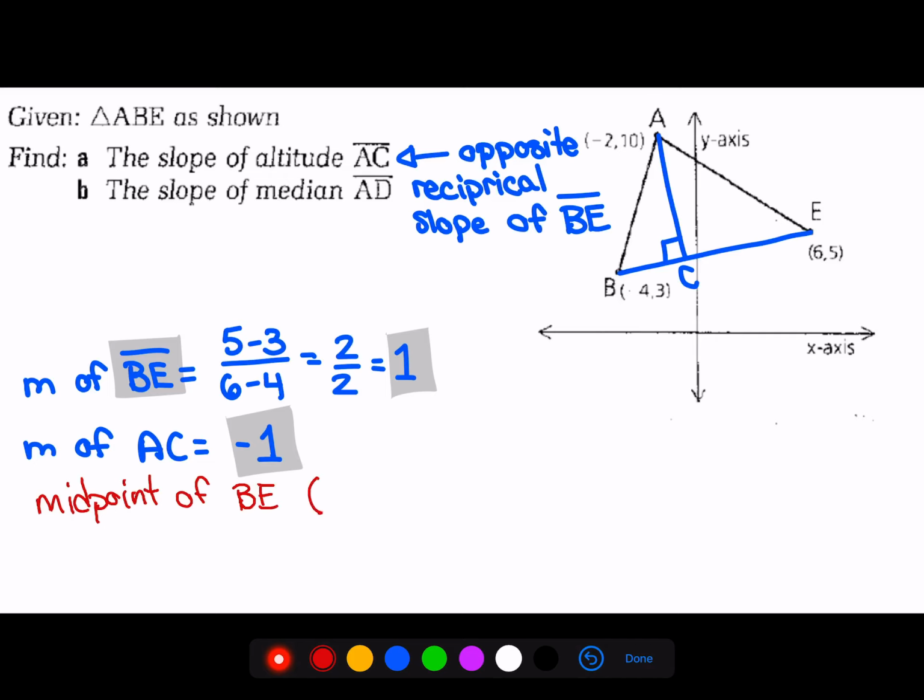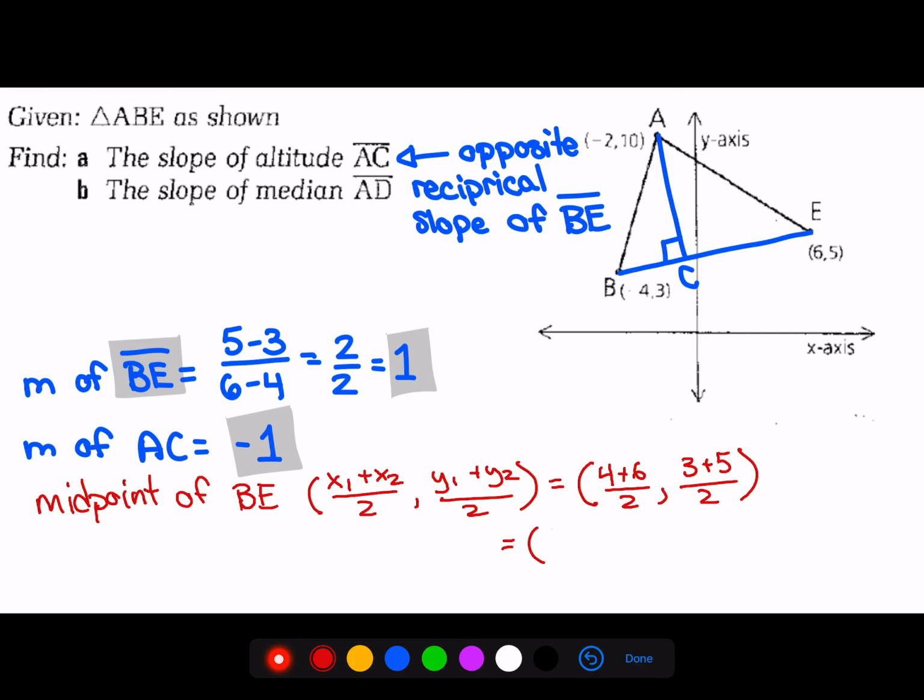You can find it using the midpoint formula, x1 plus x2 over 2, y1 plus y2 over 2. This will give me 4 plus 6 over 2, 3 plus 5 over 2, which is the same as 10 over 2, comma 8 over 2, which is the point 5, comma 4. So 5, comma 4, this is going to be point D, our midpoint.